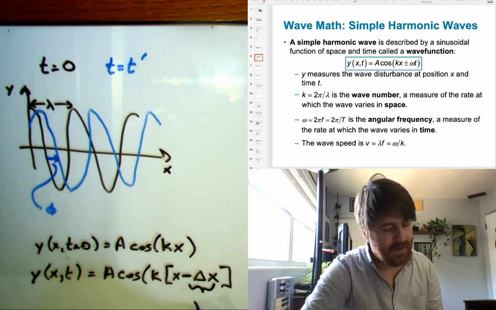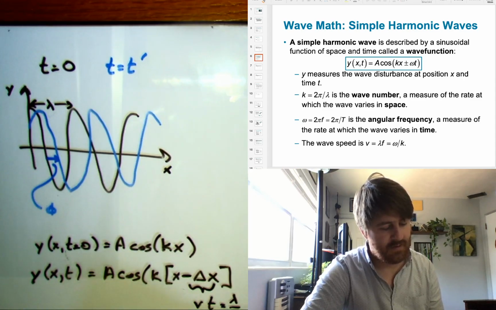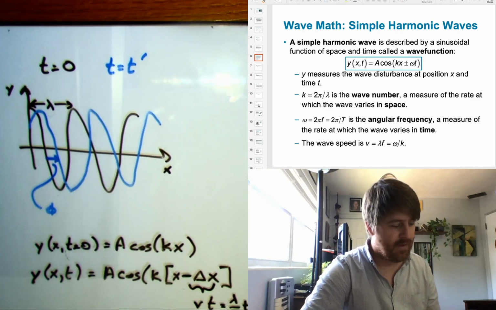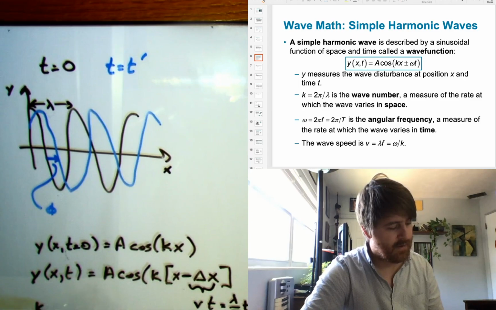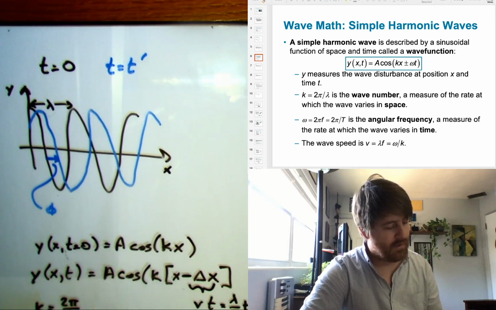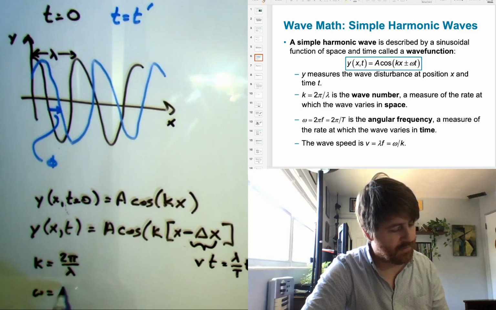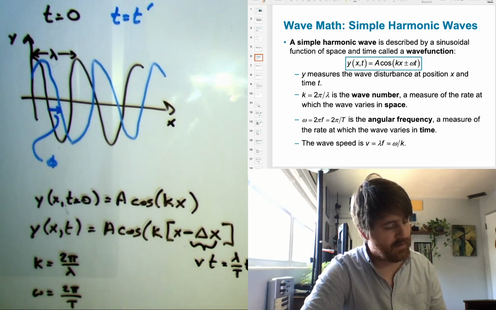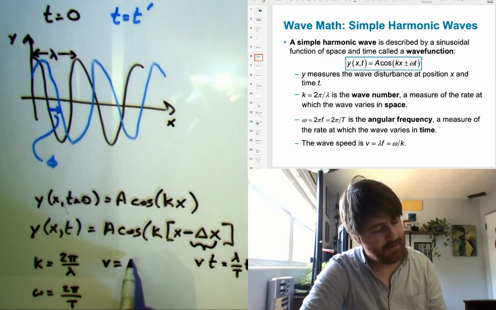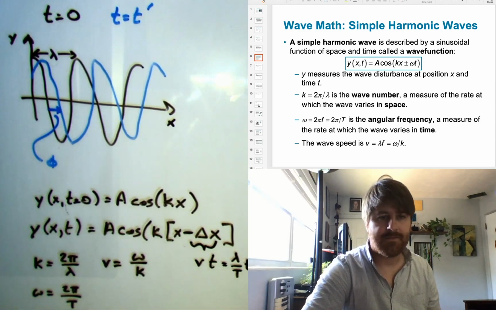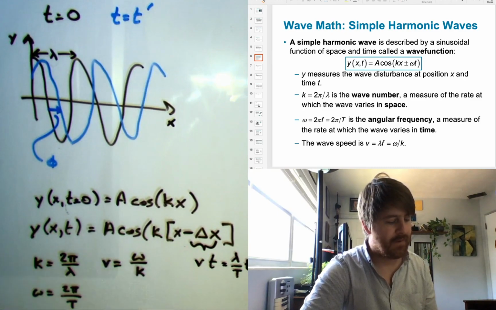It's v times t, which is lambda over t times t. Okay, but k is 2 pi over lambda. So v and omega, I should write, is 2 pi over t. So we can also write v is omega over k. Right, angular frequency divided by the wave number.